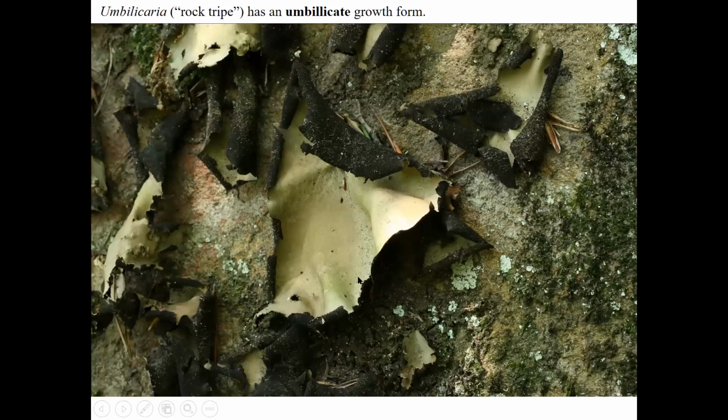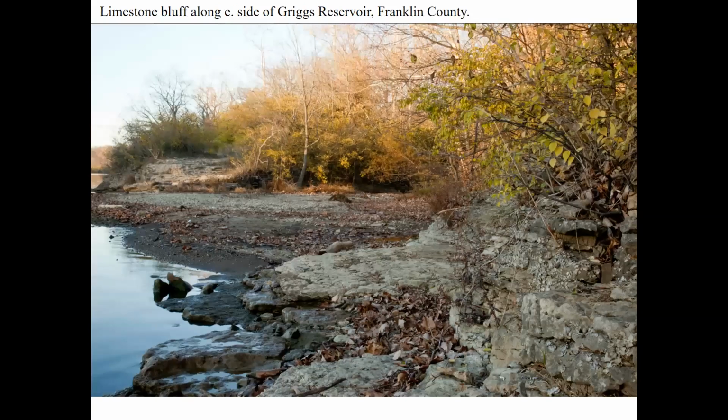This is an unusual growth form of lichen. I guess it's like foliose, but it's broad and it's attached at the center. It's called umbilicate, like umbilicus, like belly button, like a little singular attachment, like an umbrella. This one called rock tripe is a lichen with an umbilicate growth form.